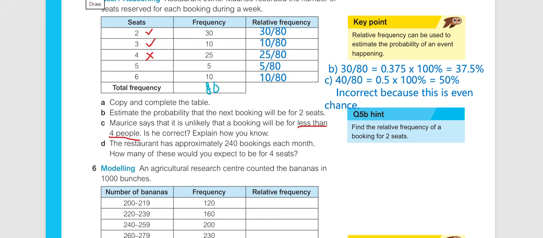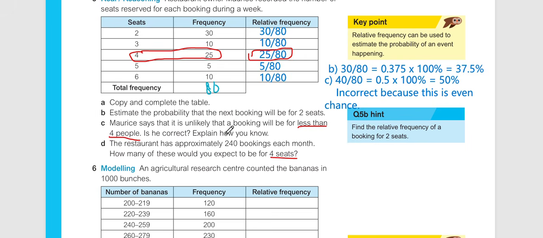Okay, so for part D, the restaurant has approximately 240 bookings each month. How many of these would you expect to be for 4 seats? Now, how many seats are they looking for? 4 seats. 4 seats means only this set of data you have to take, right? Yes. And what's the relative frequency for that?